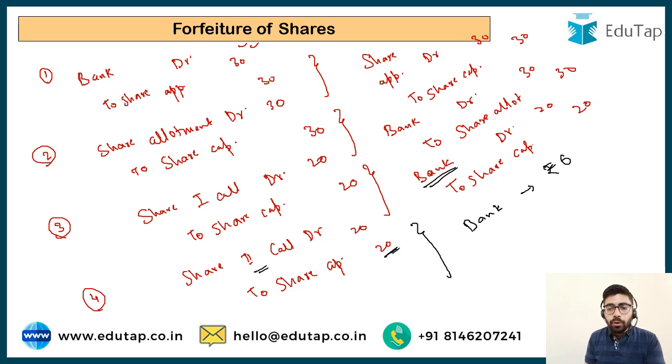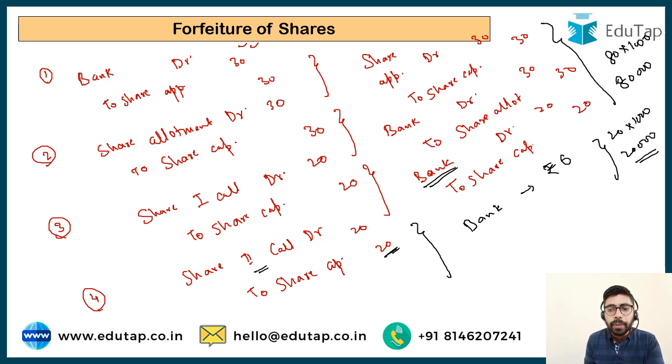So how much amount we received from Sahil? We received rupees 80 from Sahil as of now. 80 rupees have been received on 1000 shares. So 80,000 has been received from Sahil as of now. How much amount is pending? 20 rupees is pending on 1000 shares. So 20,000 amount is something which is pending. Now, we learned on the previous slide that the entries which were made are to be reversed now.